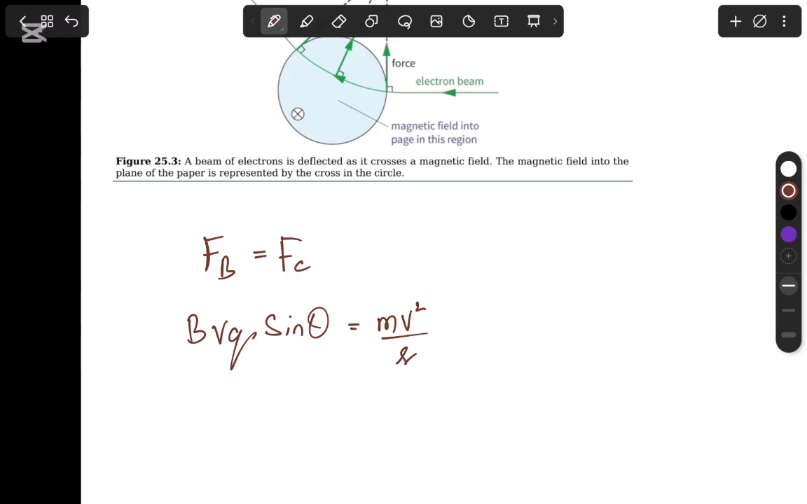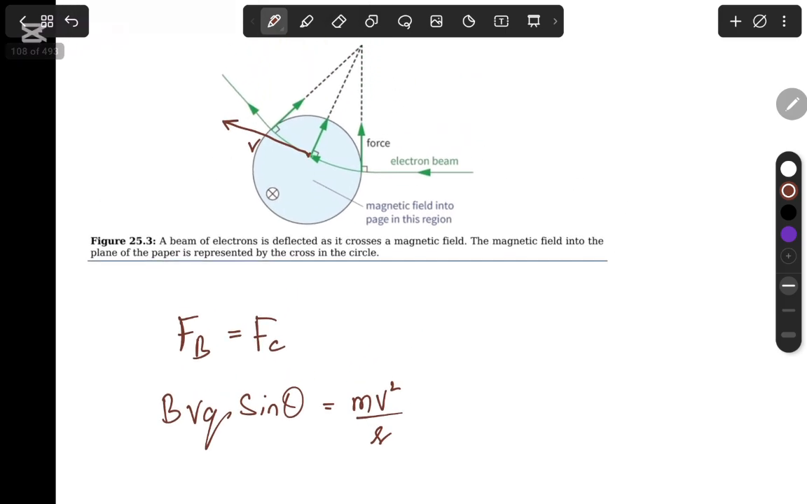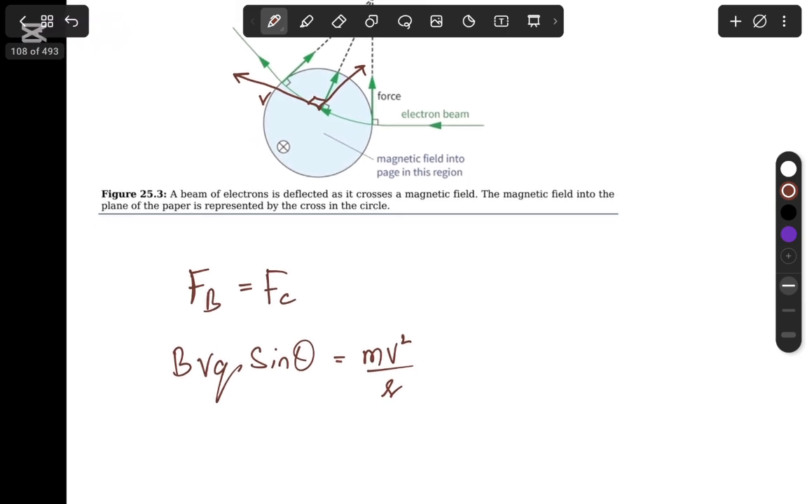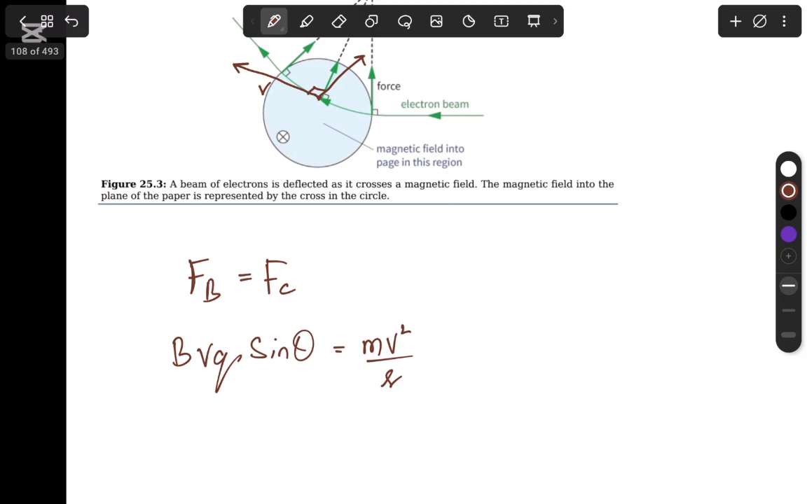Now the sine theta here is going to be the angle between the magnetic field and the velocity of the charge. So we can see the velocity of the charge is going to be, let's take this position for example, it's going to be this way. It's going to be the velocity of the charge, and the magnetic field is going to be into the page. So we can see that they form a 90-degree angle as well, right? So the magnetic field and the velocity of the charge are going to form a 90-degree angle.